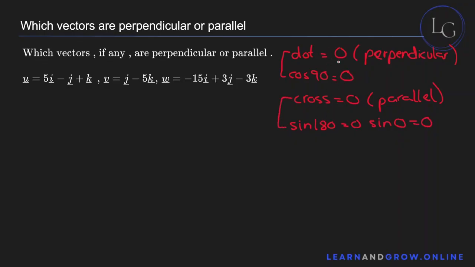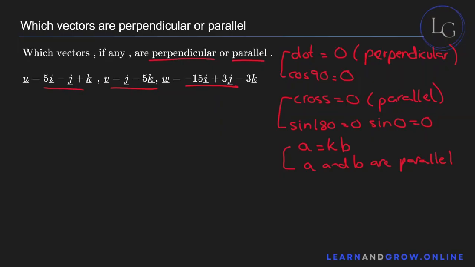Now, there was another rule. If one vector, let's say vector a, is a scalar multiple, let's call that multiple k, of another vector b, that means that a and b are parallel. So here we have the rules. Now let's see. We've been given these three vectors, u, v, and w, and we need to find if these three are perpendicular or parallel to each other.